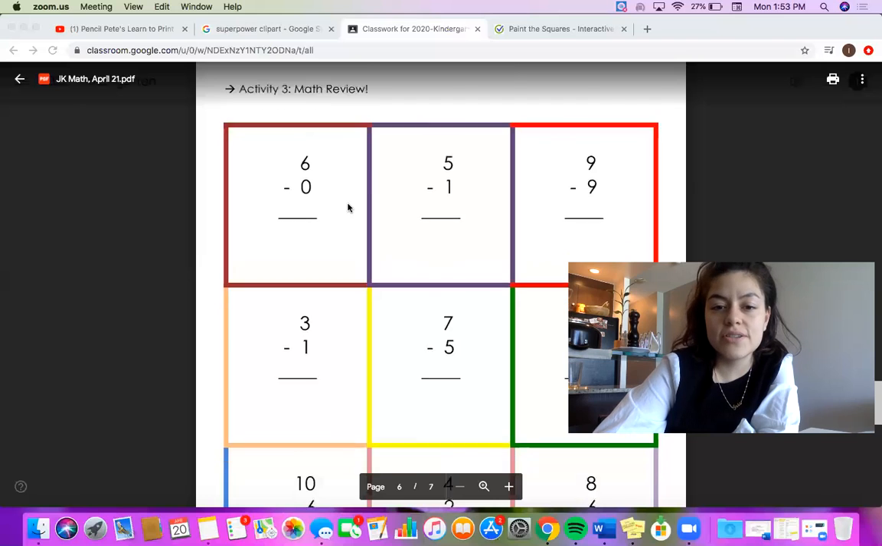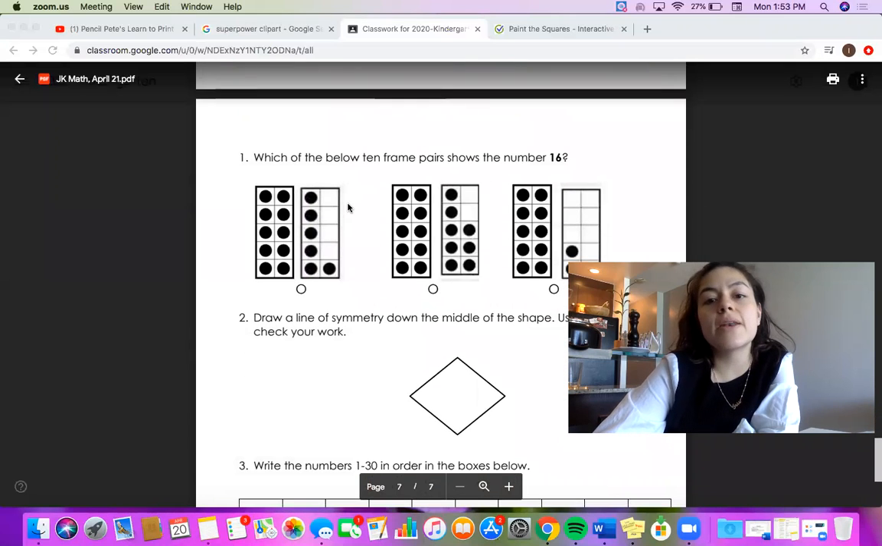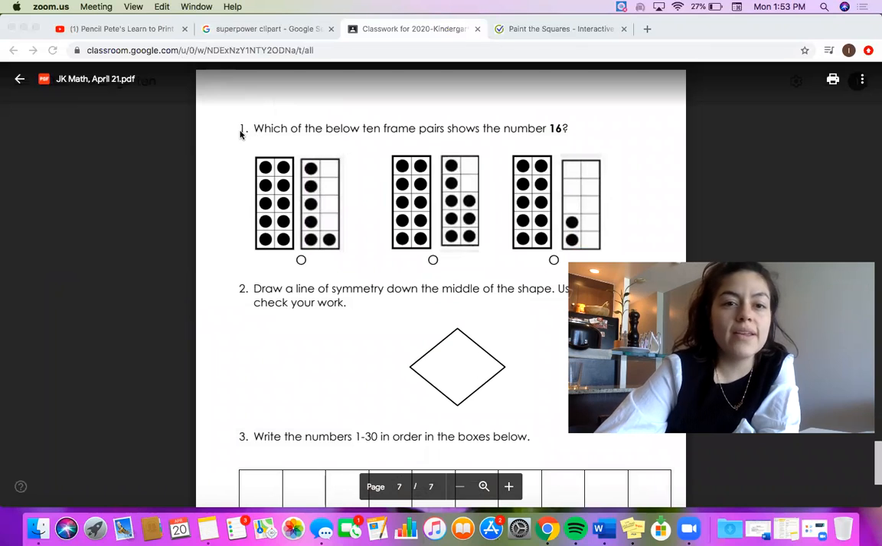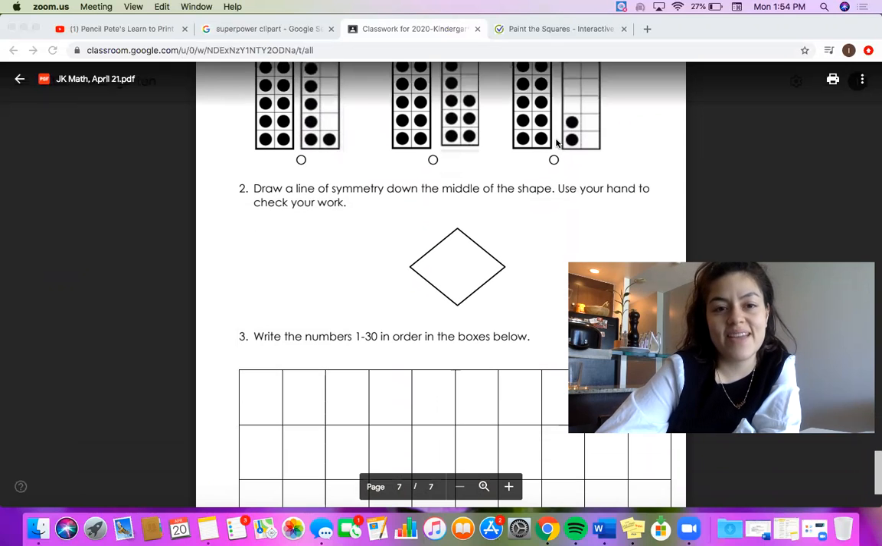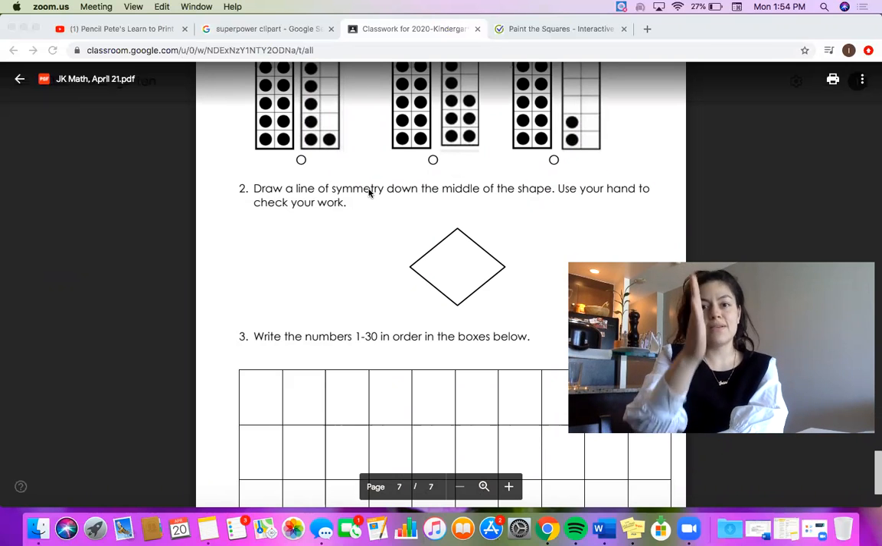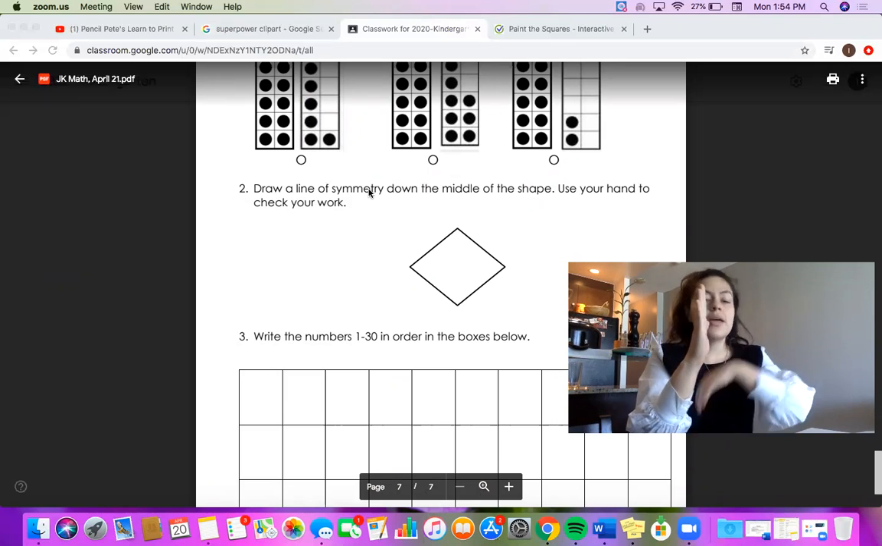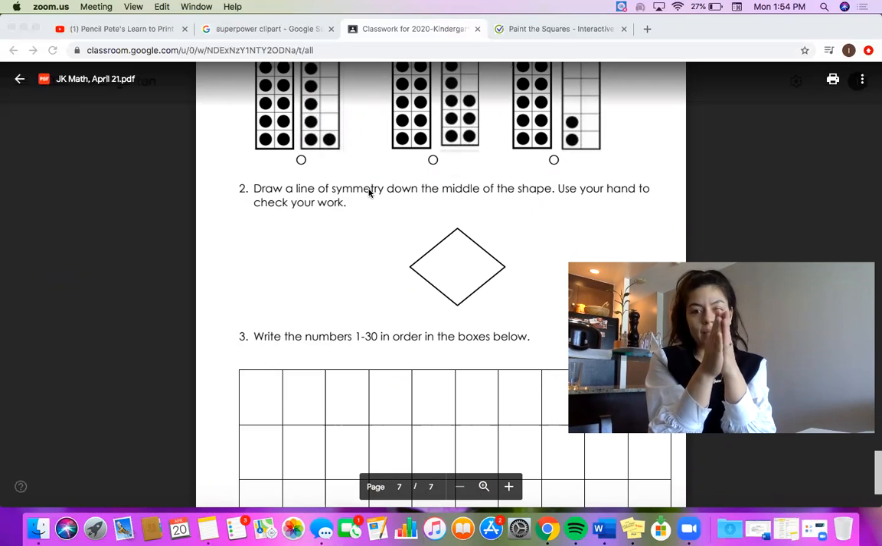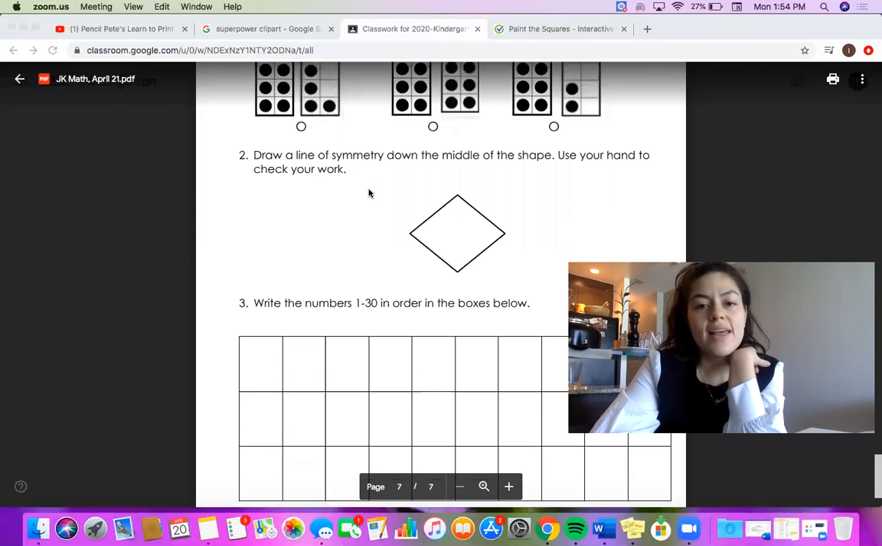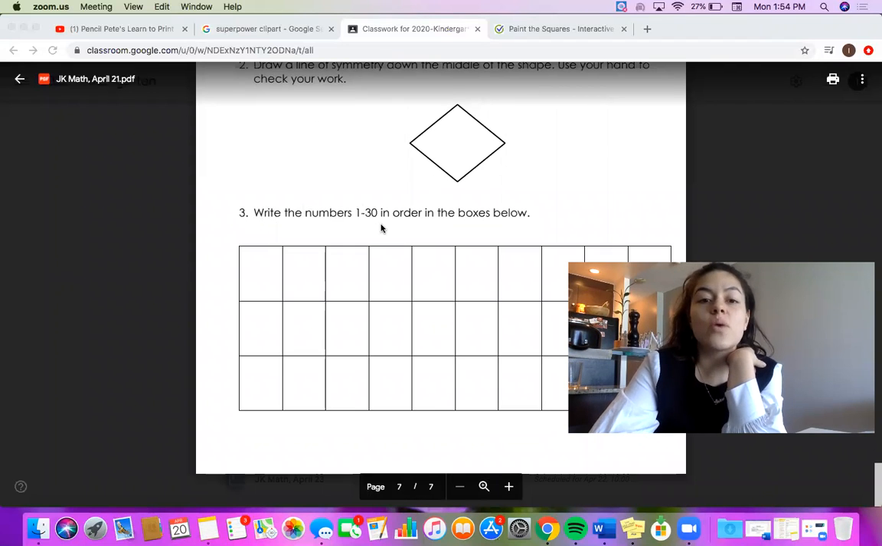After this page, there's just a little bit of number sense activities. For number 1, you'll have to look at the 10 frames and find out which 10 frame pair shows the number 16. For number 2, you need to draw a line of symmetry down the middle of a shape. Remember, symmetry is when an object is split into 2 and both sides look exactly the same. They're mirror representations. So you'll have to split this down the middle. And last but not least, for number 3, you'll need to write numbers 1 to 30 in the boxes below.